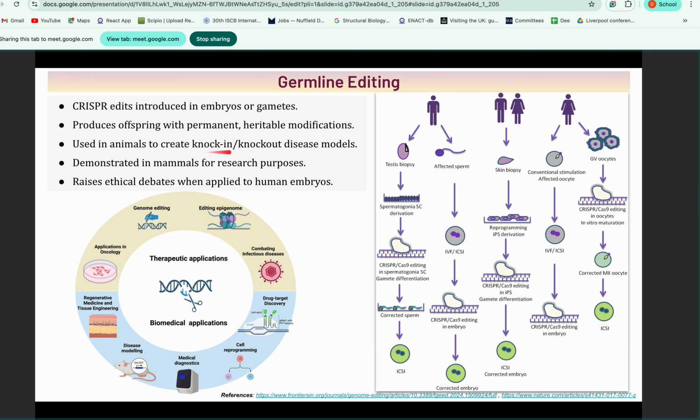It is used in animals to create the knock-in and knock-out disease models. So we can also study by knocking in some genes or knocking out some genes to study their roles, how they are influencing the disease state, whether they are leading to disease or whether they are helping in the disease state. So it is demonstrated in mammals for research purposes, and it raises ethical debates when applied to human embryos.